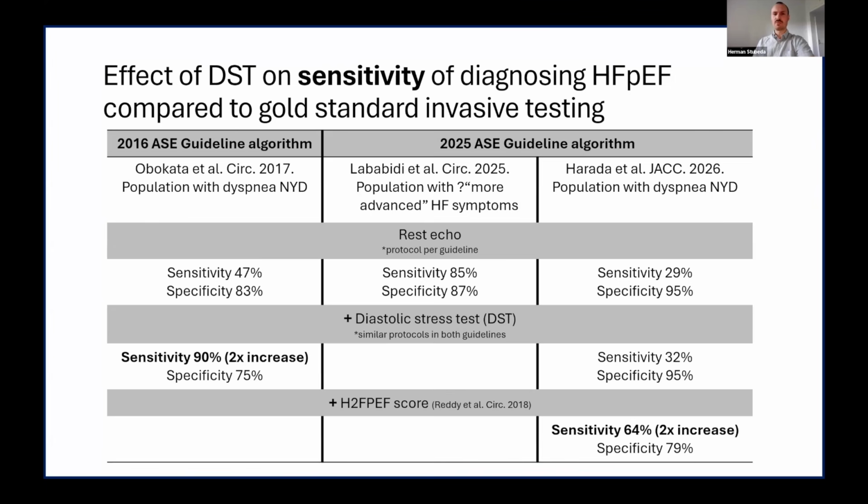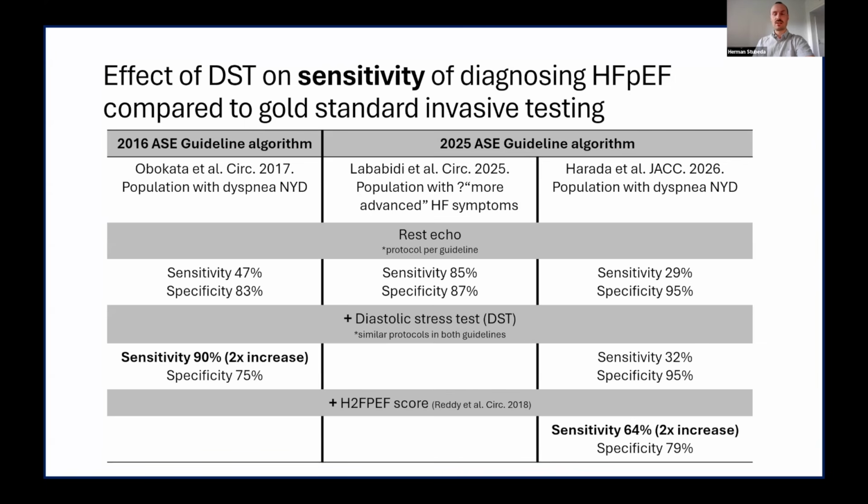The evidence becomes much more challenging to interpret after the 2025 guideline. There was a publication by Lababidi and team in 2025 that used the 2025 resting algorithm to compare it to hemodynamic gold standard testing and see how sensitivity and specificity compare. They actually found a huge improvement just in using that resting algorithm. They found a sensitivity of 85% and a specificity of 87%.